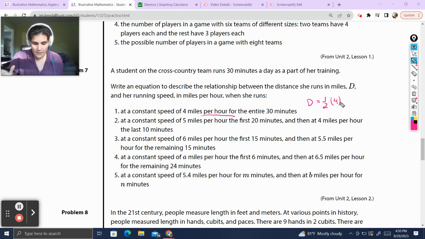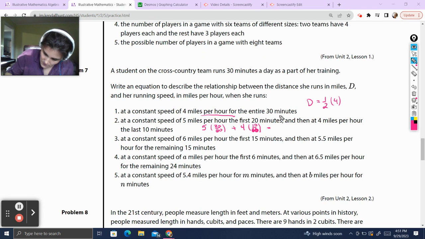Number 2, if she ran at a constant speed of 5 miles per hour for the first 20 minutes, so we'd say 5 times 20 over 60, which is how I turn my minutes into a fraction of an hour, plus we're going to go ahead and say 4 miles per hour for the last 10 minutes. So it's going to be 4 miles per hour for the last 10 minutes out of 60. And if you wanted to simplify this, you could simplify it by saying 5 times 1/3 plus 4 times 1/6 to get the correct answer.